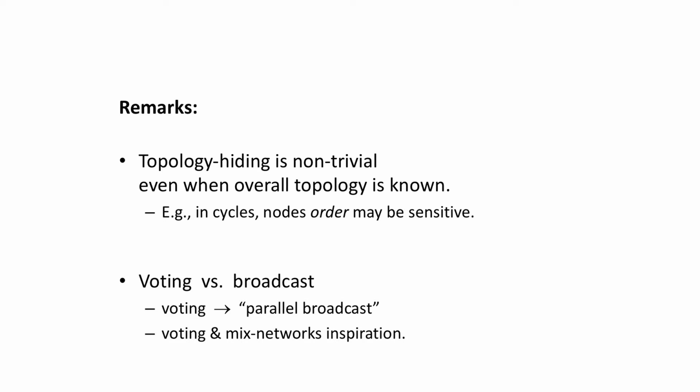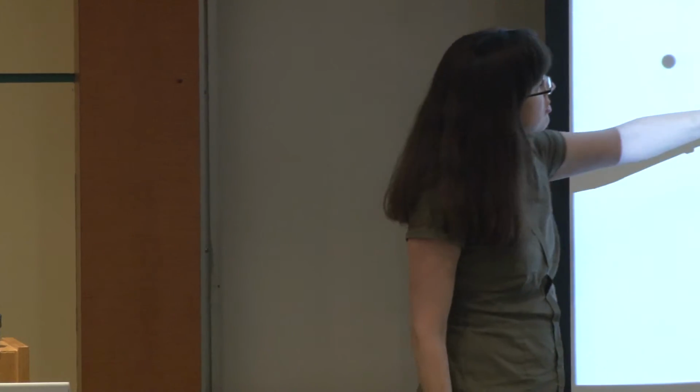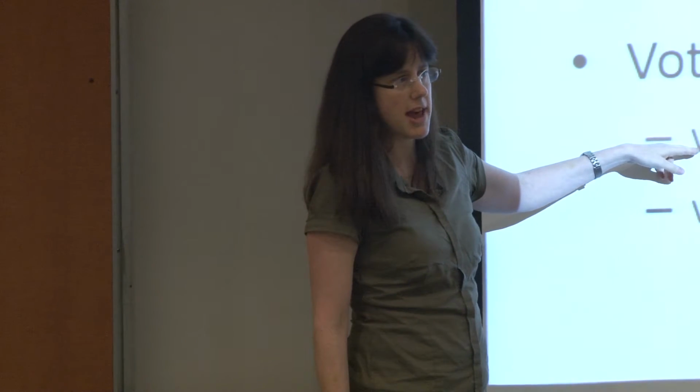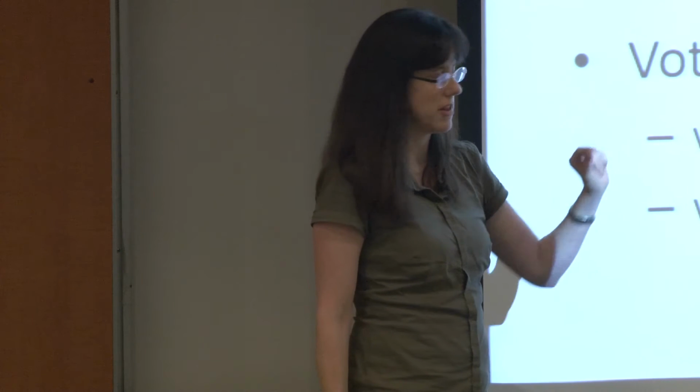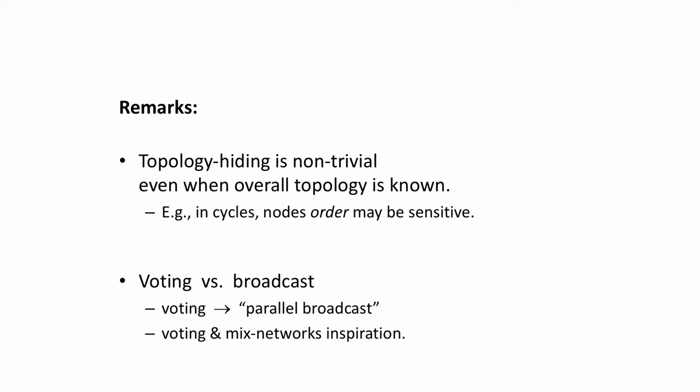Just two remarks. Even when you look at simple networks like cycles, topology hiding is still not trivial because you still have to hide things like the order of the nodes on the cycle. It's still private. And also, if you think of voting, voting is just like parallel broadcast. Each node has its bit or its message, and the outputs reveal the broadcast of those messages for all the nodes. So what we're actually going to do is not broadcast, but voting. The end outcome would be a list of all the votes of all the nodes. And we're inspired by prior works on mix networks and voting.